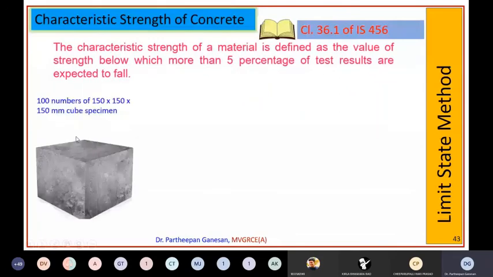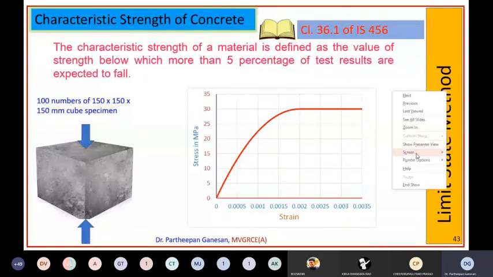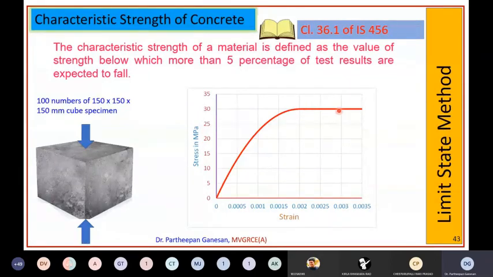Let us say you have a 150 by 150 mm concrete cube. This you have tested in your strength of materials lab, although you must have tested a small cube, 70.6 by 70.6 like that. How do you calculate characteristic strength of concrete? Let us say you take a cube and you apply an axial compressive load. Now you will get this kind of curve. In your laboratory, you took only the failure load at this point. Here it is coming 30 MPa. That's what you must have measured in your SM lab.